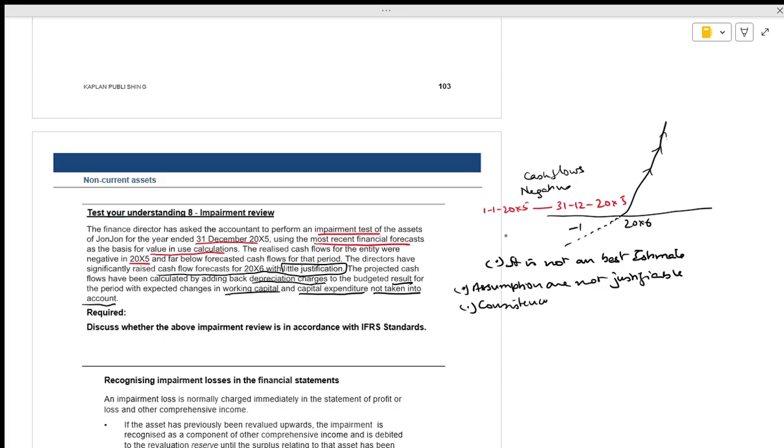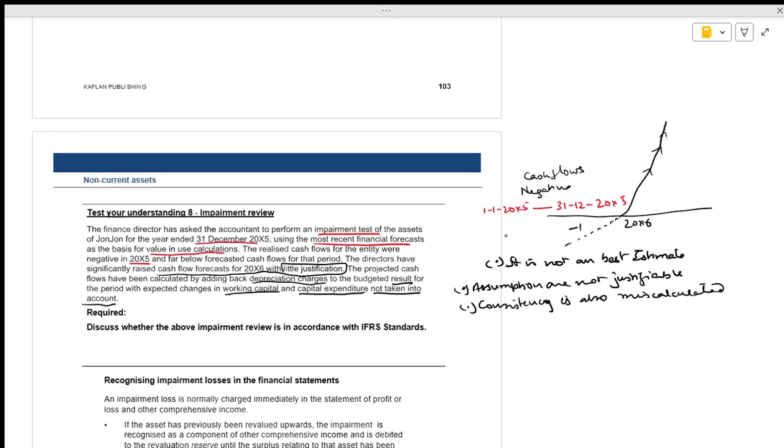See, in the year 2005, when it is a negative cash flow, how can you have a turnaround? You cannot have a turnaround immediately. There will be a slow and sustainable growth. Is it right? Consistency is also miscalculated. These are the things that are there.